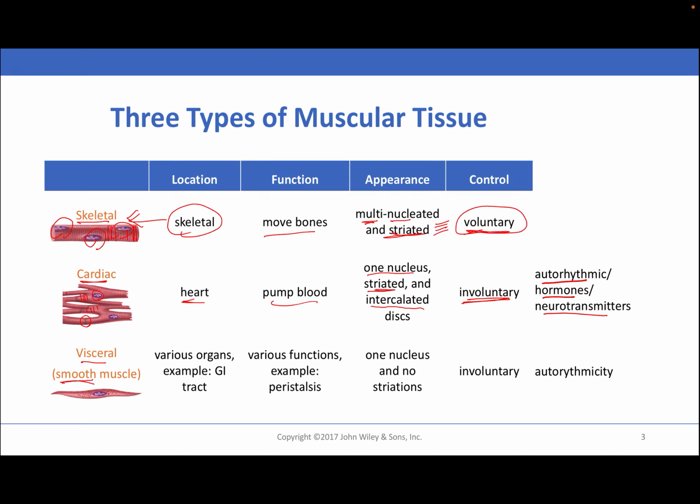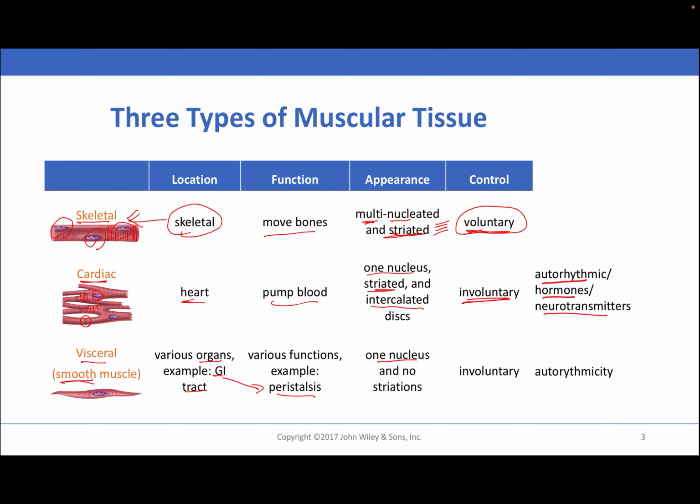We find this stuff all over the place. We find it in various organs, like the GI tract, for example, is going to be a great example of that. Functions vary. When we're talking about the GI tract, this is going to be a great example of peristalsis, right, where we have that kind of contraction and relaxation of the smooth muscles that line that GI tract that are going to help to squeeze foodstuffs through the intestines.